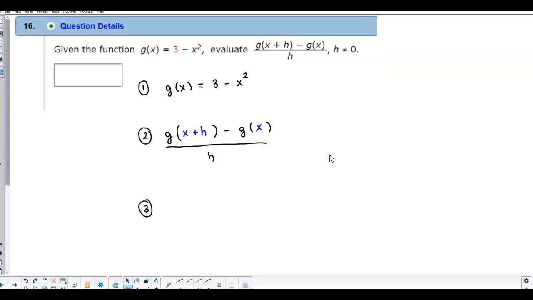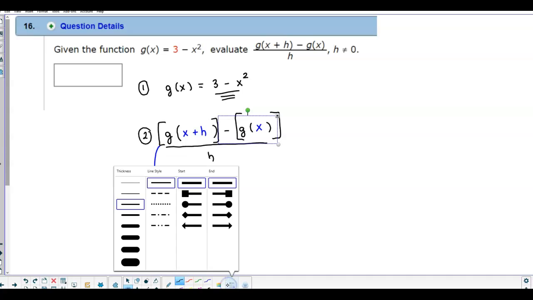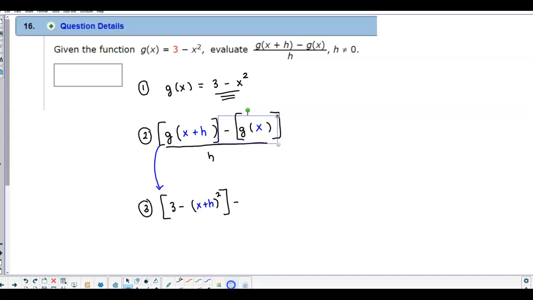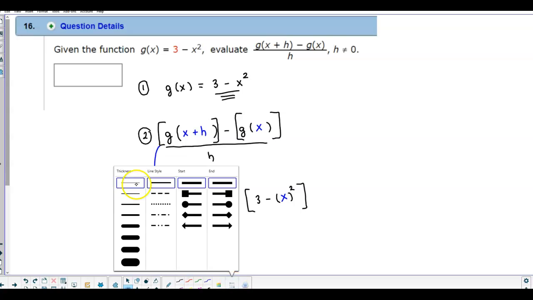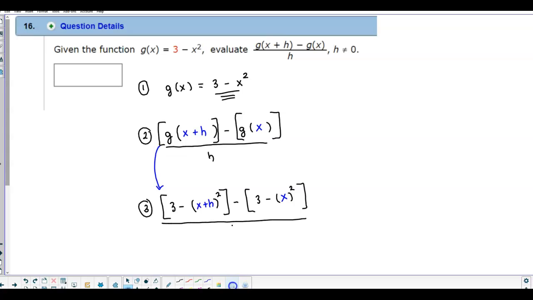So what we're going to do is use this function to apply the input. The first one I'm going to write in brackets here, and then this one is also going to be in brackets. In brackets I'm going to write down the function 3 minus, and then whatever the new input is given in that first part, which is x plus h. So this now becomes that. And then we're going to subtract, and now the input becomes x. So this becomes 3 minus x squared. And then we're going to divide that by h.